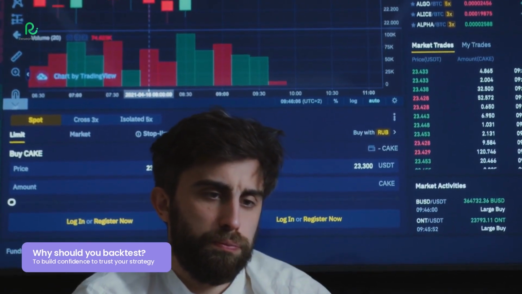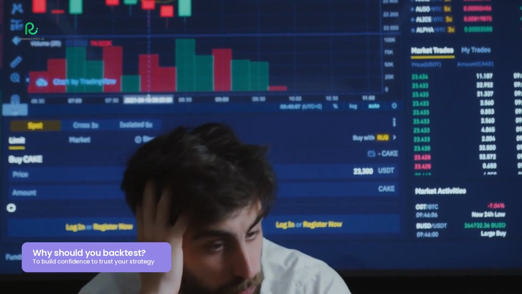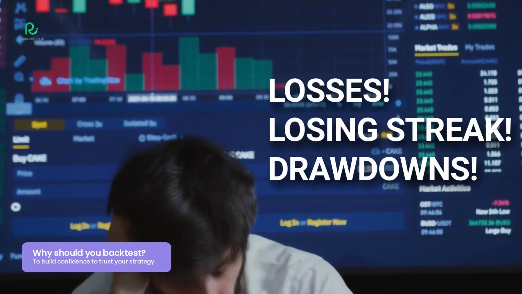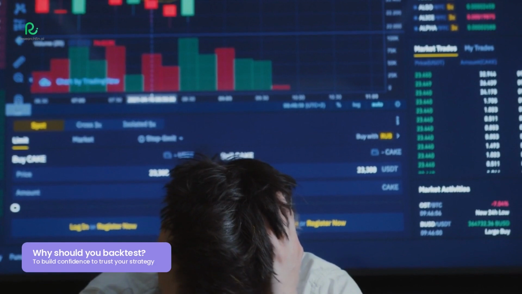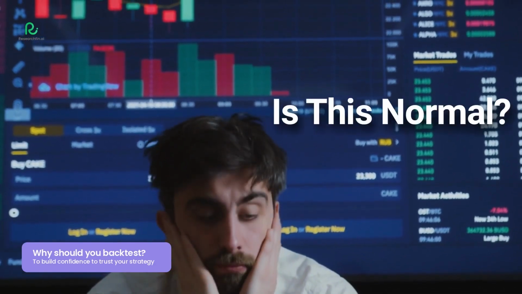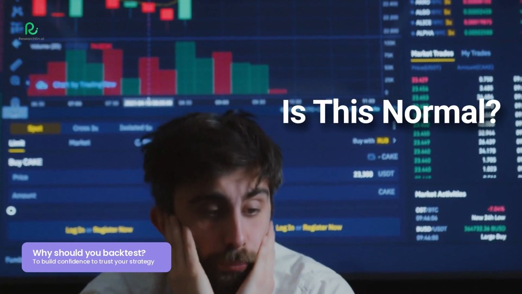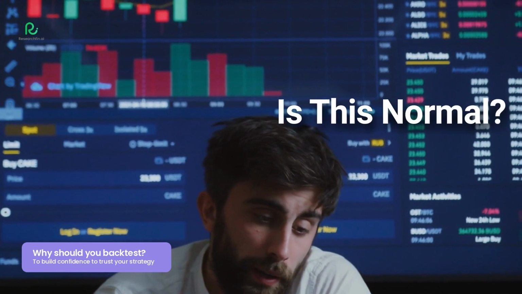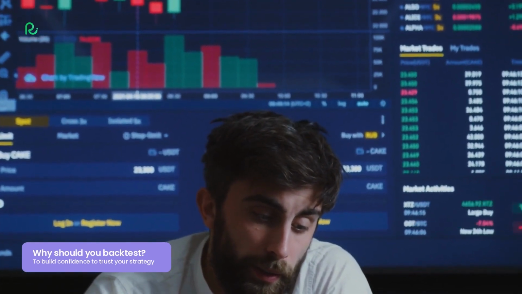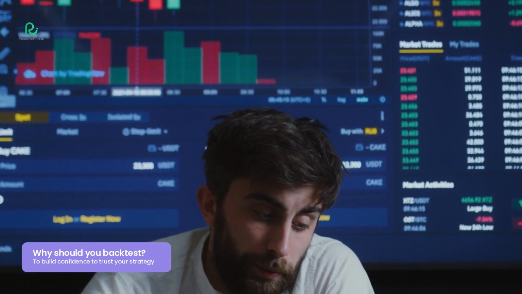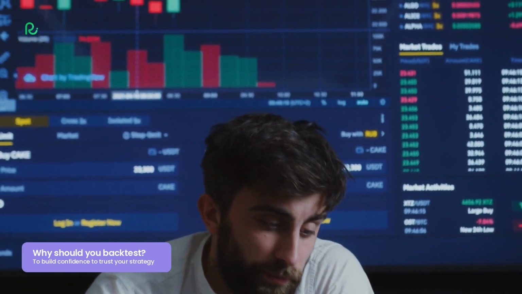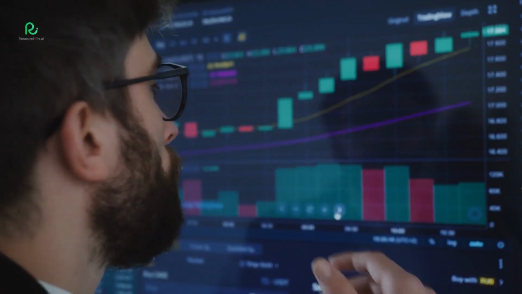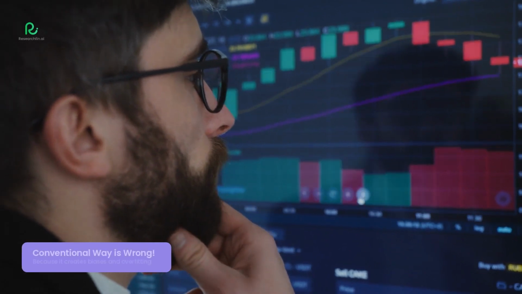While sticking with a strategy during wins, winning streaks and gains is easy for everyone, it is only during those losses, losing streaks, and drawdowns that psychology plays a big role. If you haven't backtested your strategy, you will have no idea when a strategy works and when it doesn't. What are the normal losses, losing streaks, and drawdowns for the strategy? Without this knowledge, it is very natural for traders to second-guess their strategy and even abandon them during bad times. This is what brings in the inconsistency in trading and leads to failure. So to build confidence to trust your strategy in good times and bad, it is absolutely important to backtest the strategy the right way. Now let's look at the conventional way to backtest and why it is wrong.